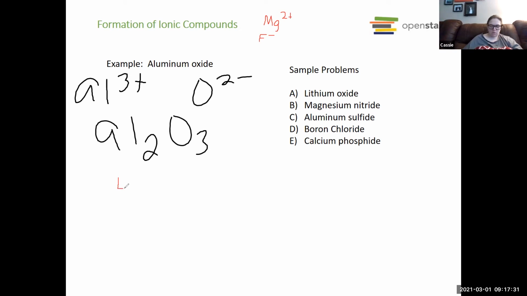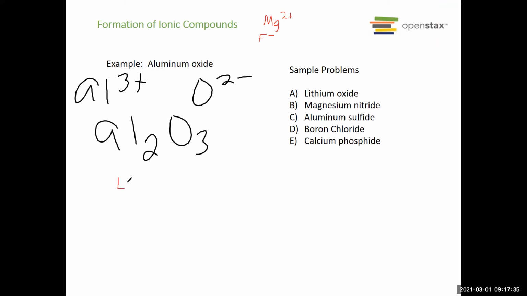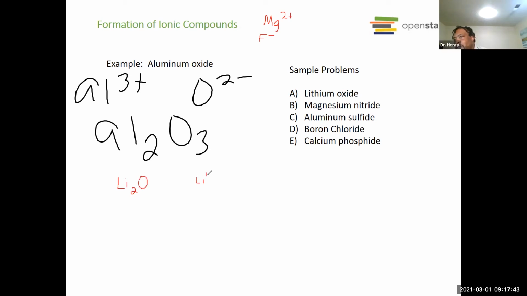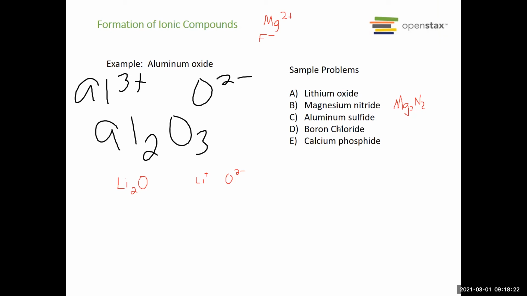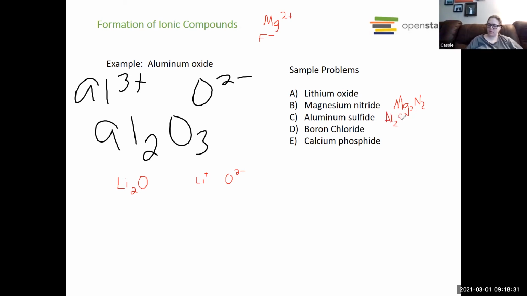Selena, I have Li2O. So then we have Li+, O2-. Okay. What about the second one? Magnesium nitride. Matt, Mg3N2. Sadie, aluminum sulfide. Al2S3. Okay.